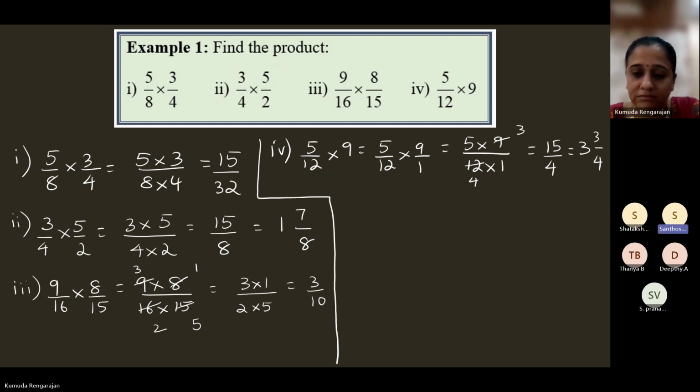Ma'am, can you hear me? Yes, Santosh, now I can hear you. Actually, I have a doubt here. We invert the numbers while doing division, right? Ma'am, this is multiplication. Yes, this is multiplication. We take the reciprocal of the second fraction while dividing.